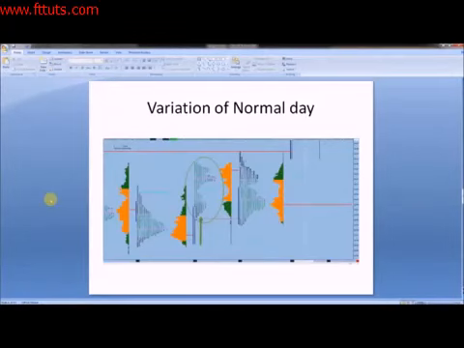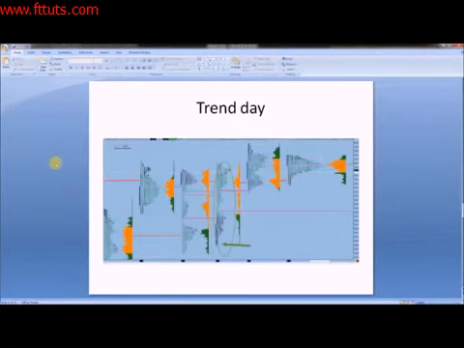So 2 days so far that we've been through. One is incredibly rare, our normal day. Variation of a normal day, slightly less rare. You know, we tend to get those, we tend to see them. How would you actually then go about trading when you've got those profiles, the B and the P profiles?